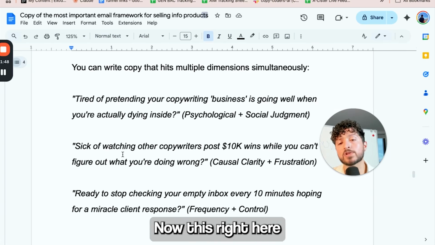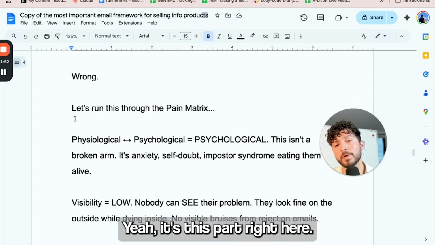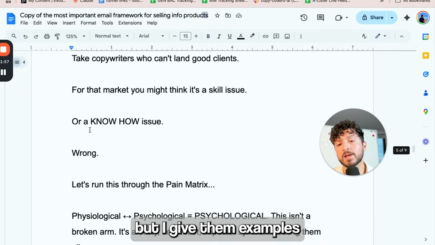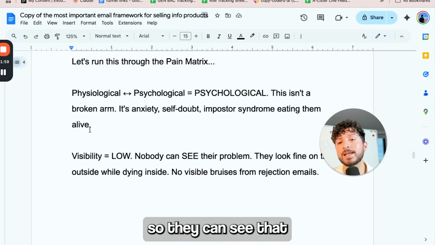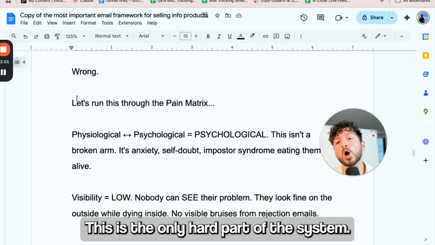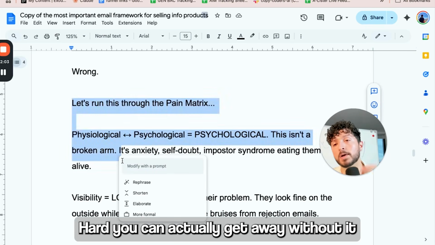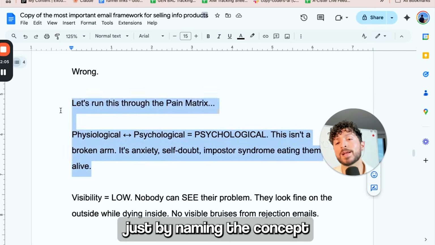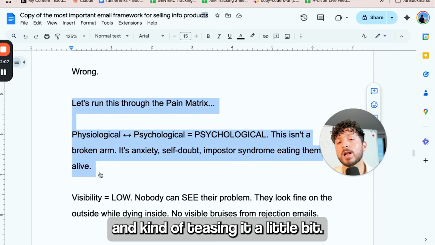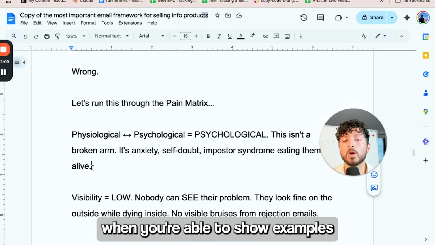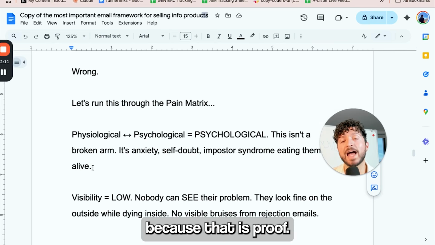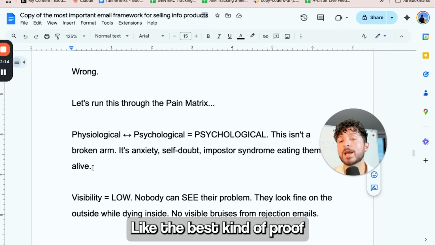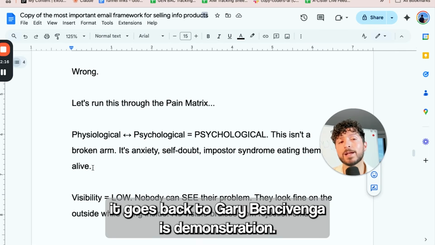Let's keep going. Now, this right here is probably my favorite part. Yeah, it's this part right here. Not only do I describe the concept, but I give them examples so they can see that this is actually important. This is the only hard part of the system. You can actually get away without it just by naming the concept and kind of teasing it a little bit. But this becomes nuclear when you're able to show examples, because that is proof. Like, the best kind of proof, it goes back to Gary Bencivenga, is demonstration.